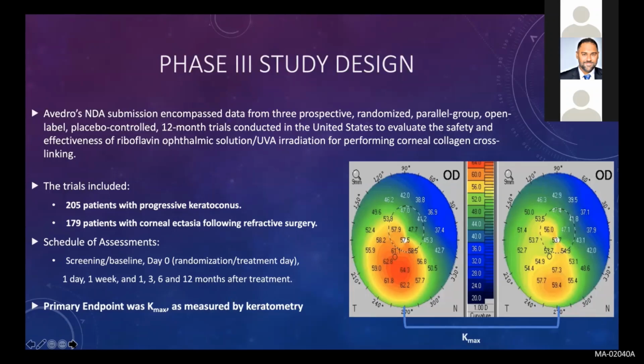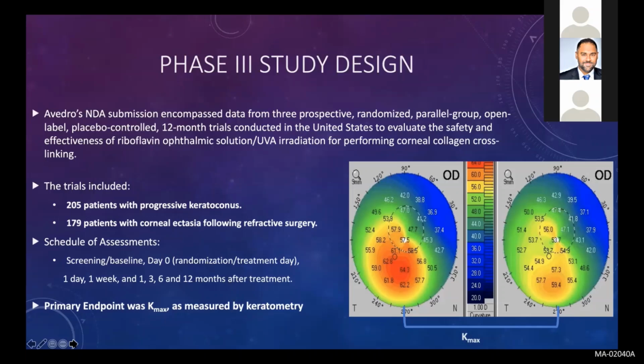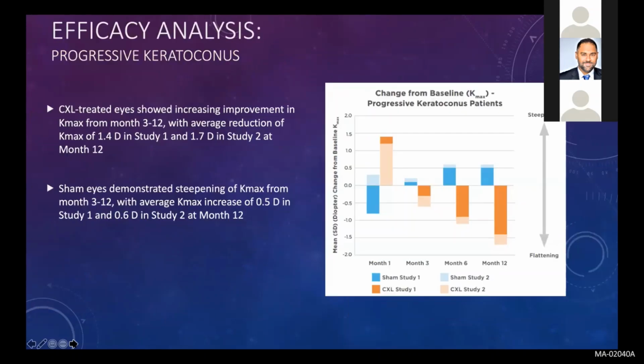The schedule of assessments for these trials was to perform a screening or baseline examination, and then day 0, on the day of the treatment or the randomization, 1 day post-op, 1 week post-op, and then 1 month, 3 months, 6 months, and 12 months after treatment. The primary endpoint they were measuring was the Kmax as measured by keratometry. So the efficacy analysis helped to show whether or not the progressive keratoconus was improved at all.